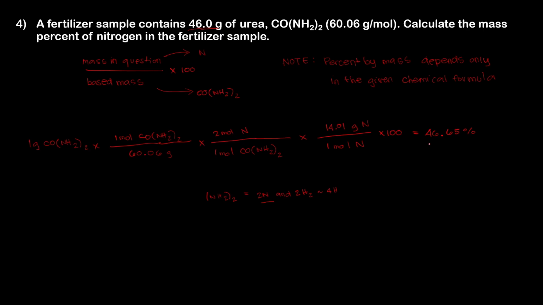And this actually is a real life value for fertilizer. This is a common label that we can see on fertilizer, 46-0-0 fertilizer. It basically means 46% nitrogen by mass of urea. So it's a common label in fertilizer products. So this is a real life example.